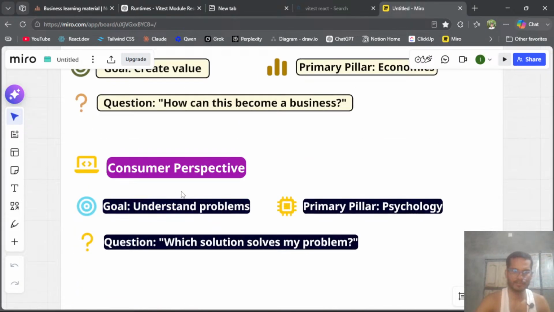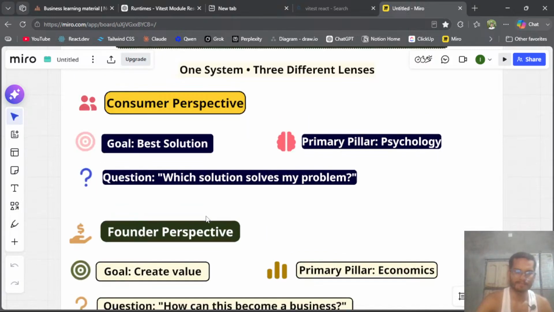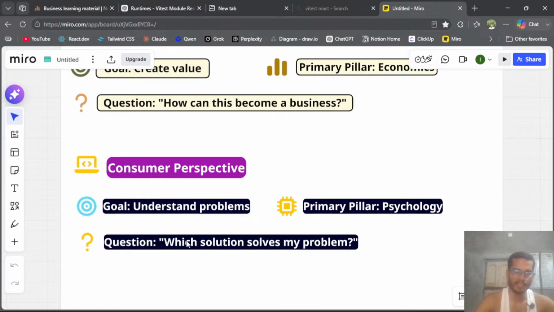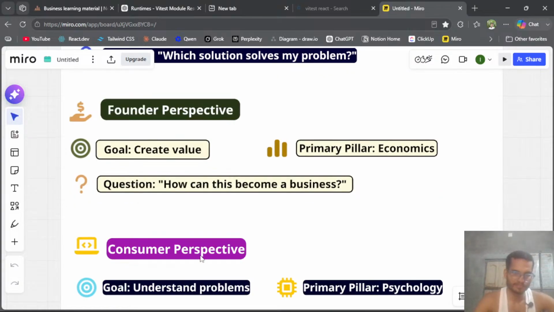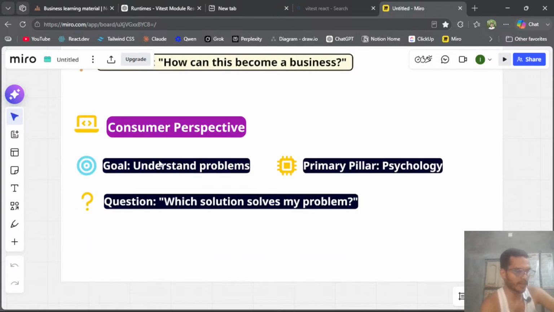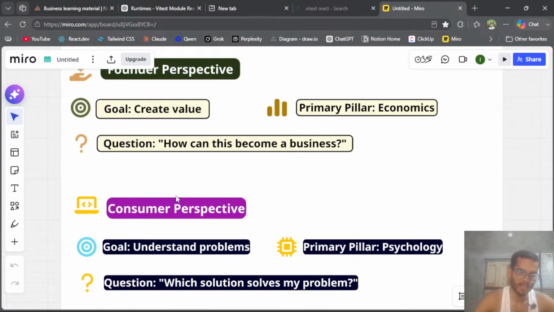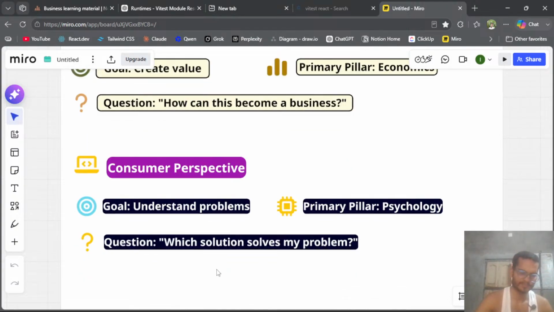Well, I think I just made a mistake, guys. Recently I just changed it, but okay, this should be developer. So I just changed the thing. This should be a developer. So the developer understands the technology, and the primary pillar would be technology. And the question is how we can deliver that solution. That would be the perspective from a developer.